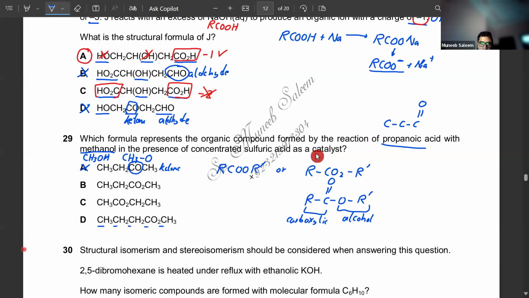So in the ester we will have 4 carbon, because 3 carbon atoms come from the propanoic acid and 1 carbon comes from the alcohol. So we should have 4 carbon in total. So D is also incorrect. Now we check B and C.